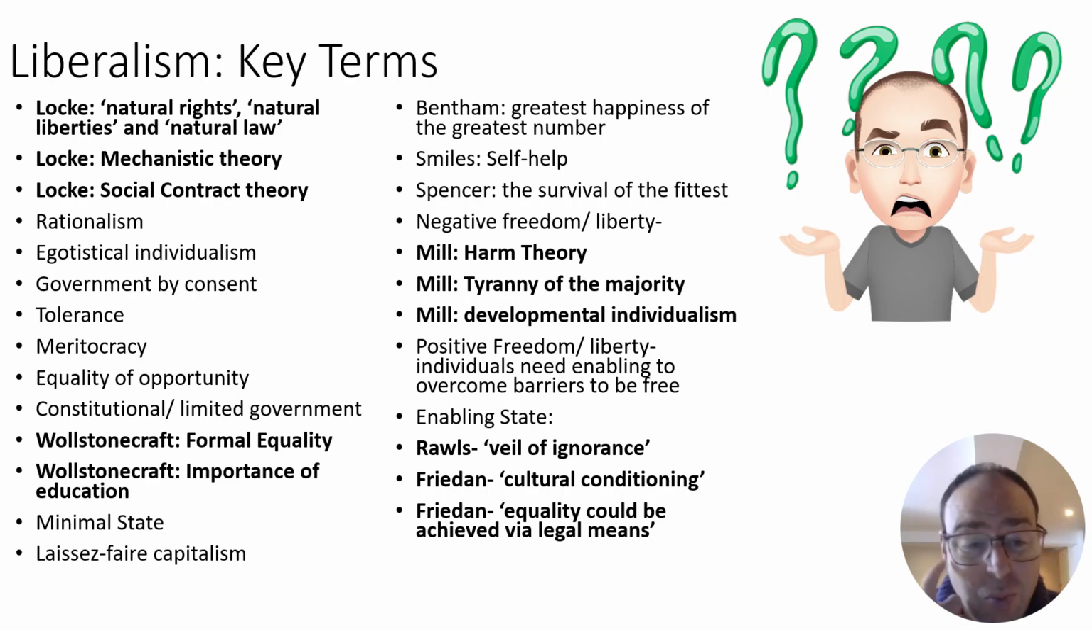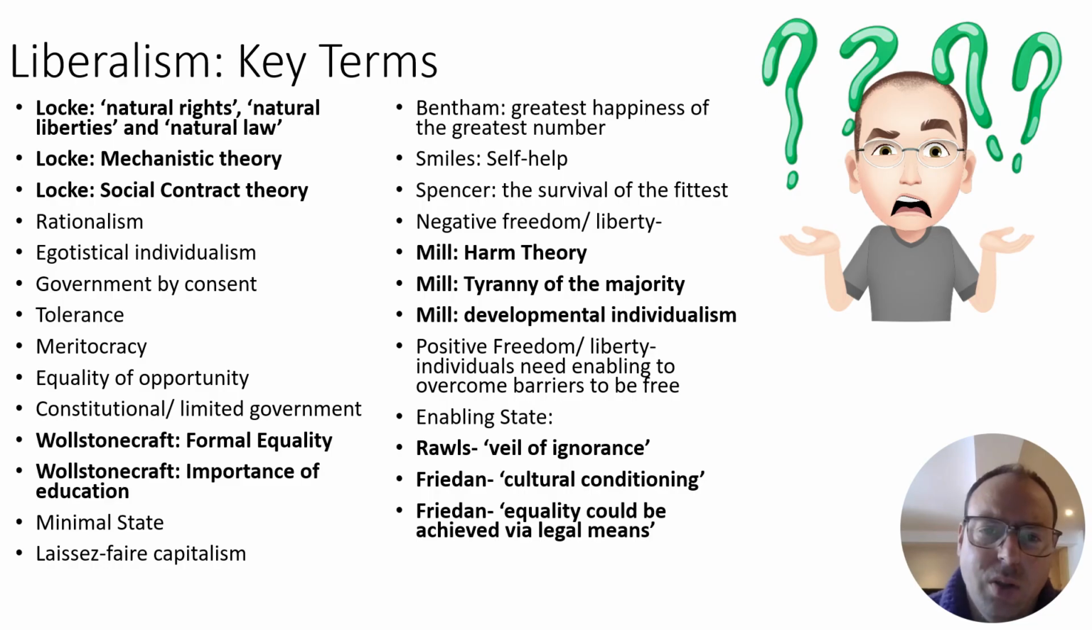Classical liberals like a minimal state and laissez-faire economics, and in that way they can contrast with the modern liberals. Again, I've thrown in a couple of bits for some other theorists. So you've got Bentham, who believed that the idea is to create the greatest happiness of the greatest number of people, and that would be the rational thing to do. We've got some classical liberals like Smiles and Spencer, who concentrated more on egotistical individualism and this idea of self-help and survival of the fittest, and that people should look after themselves and not rely on the state.